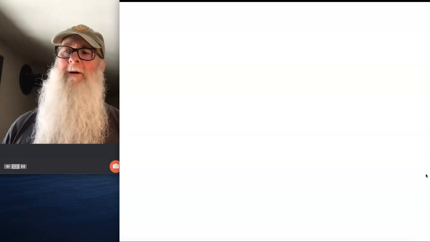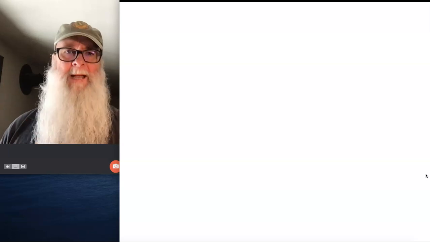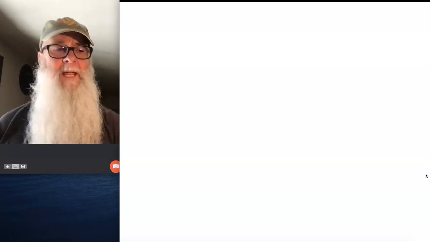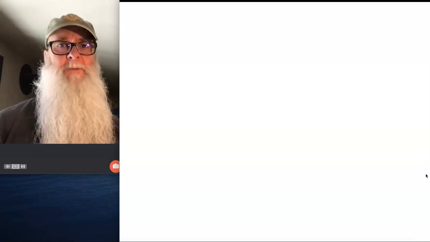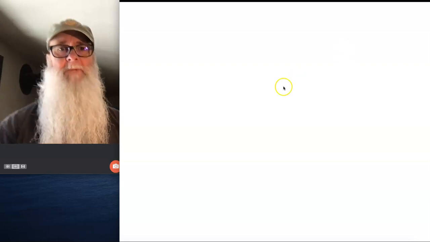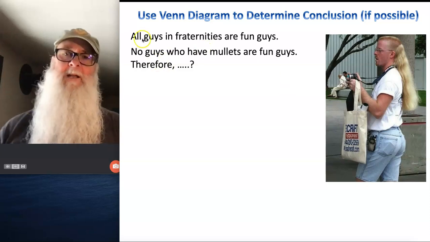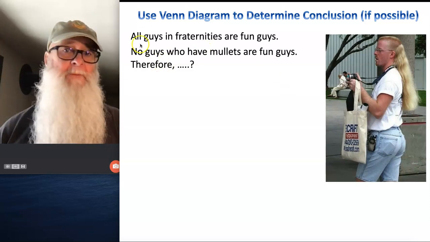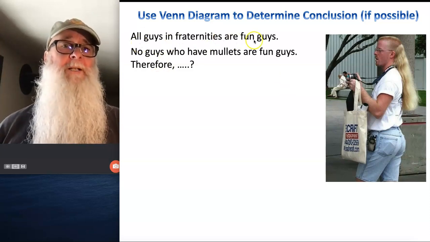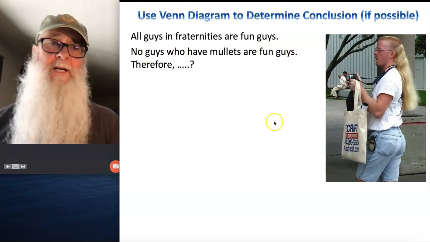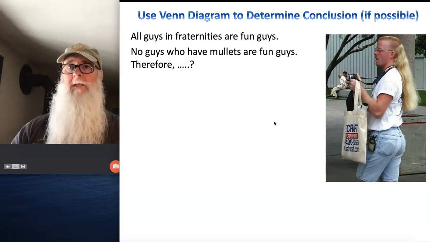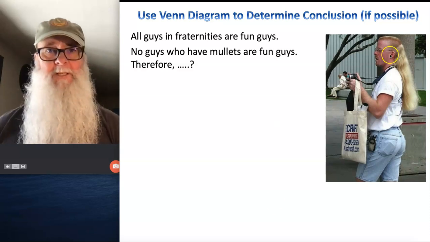These problems in your thought primer involve you examining a pair of given premises and using a Venn diagram to determine if any conclusion follows with logical necessity from those premises. Okay, so it might be something like this. Here we have two premises. Premise number one, all guys in fraternities are fun guys. Premise number two, no guys who have mullets are fun guys. And what we want to know is, does any conclusion follow with logical necessity from those premises?